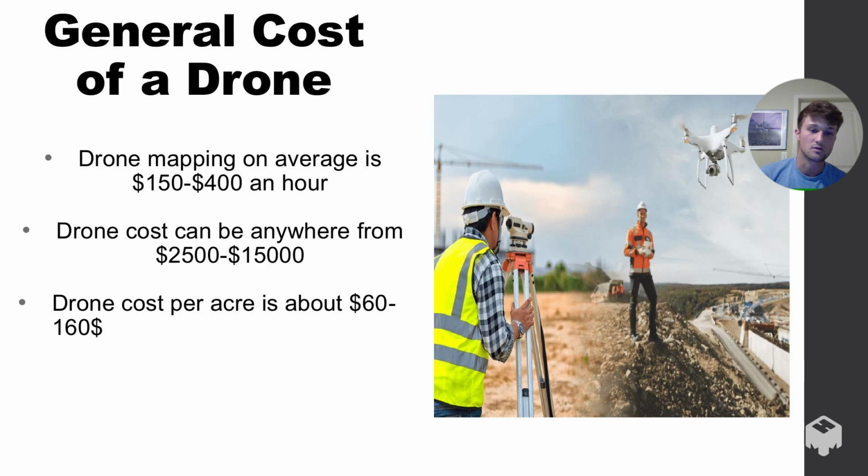General cost of drone mapping on average is about $150 to $400 an hour. I'm sure in different states and different places it differs quite a bit, but that was just the average that I found. And then drone costs can be anywhere from $2,500 to $15,000. It's just a rough estimate. I know some drones are pretty cheap, probably a lot cheaper than $2,500, but for construction purposes, I would imagine that they're around that cost for at least the cheaper ones. And then I know that they can get over $15,000. That's just, like I said, a rough estimate.